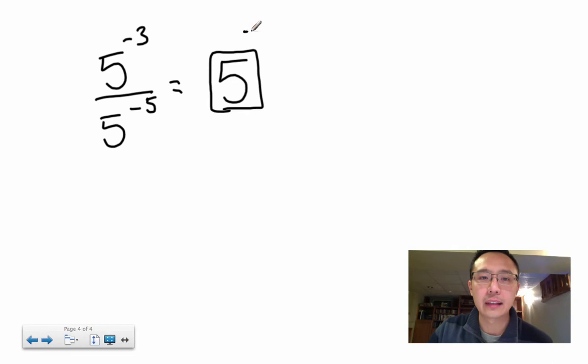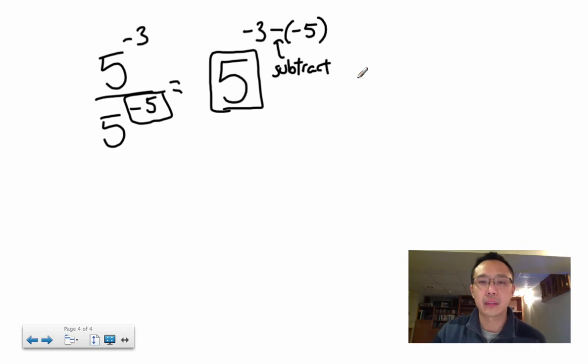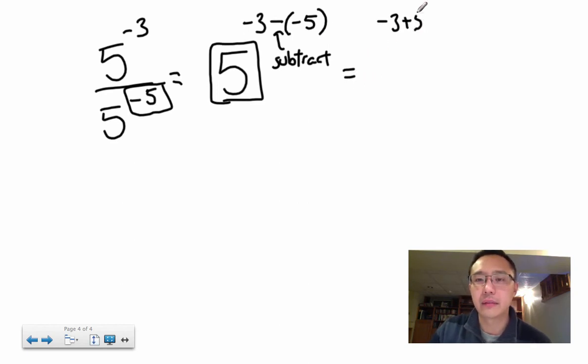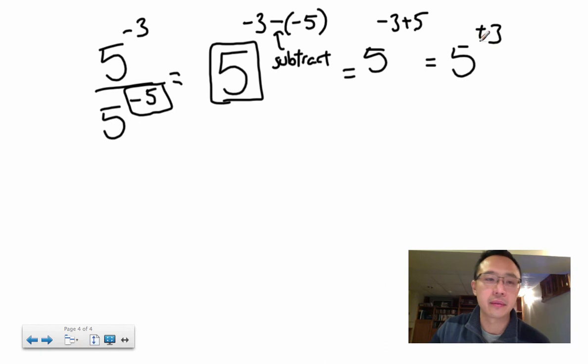At the top, you had negative 3 at the numerator. The rule says you're subtracting, so this is going to be your subtract, and then you write your exponent from the bottom. So that's your negative, so it's going to be negative 5. Okay, so this is going to be negative 3 plus 5. Oh, there's my base. So your final answer is positive 5.